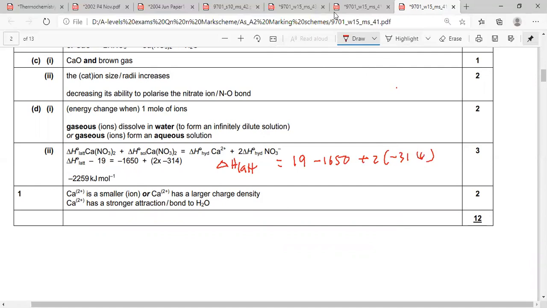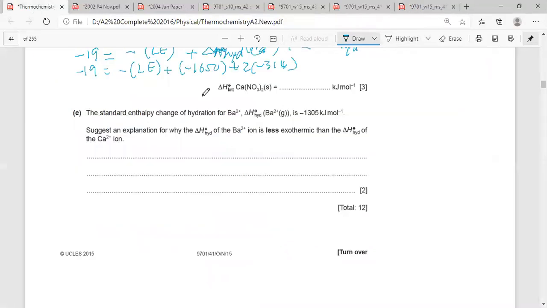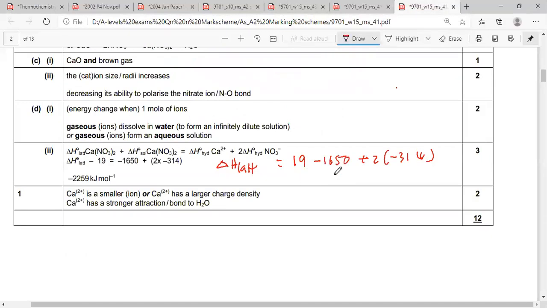Did we get that now? Remember, you bring this over, it's not because of the minus. Lattice energy equals 19 minus 1650, so it's minus 2 times 314. 19 is not plus. This equals 19 minus 1650, minus 2 times 314. You can solve it out. The answer is this.